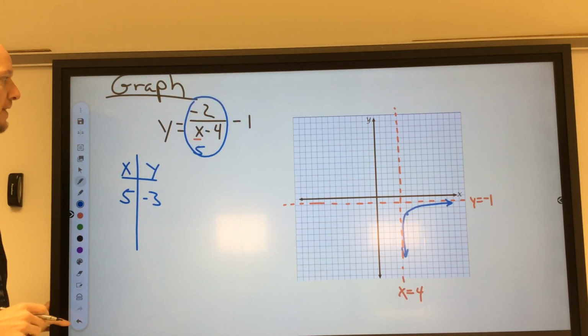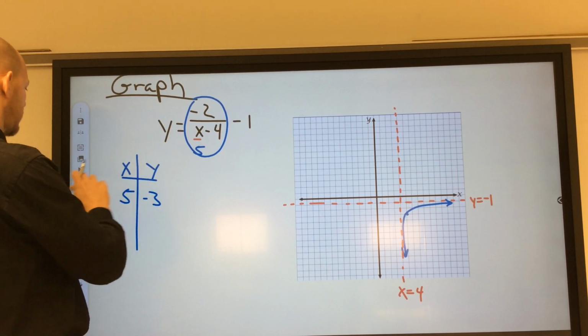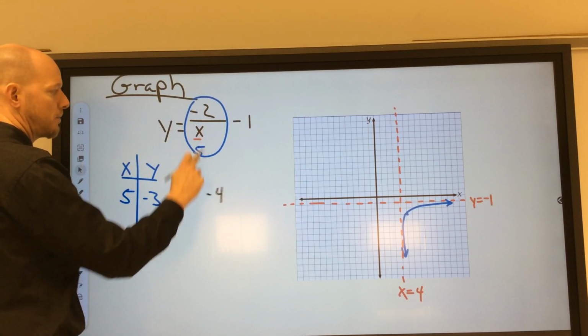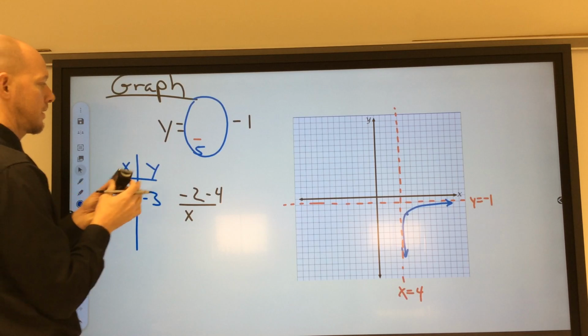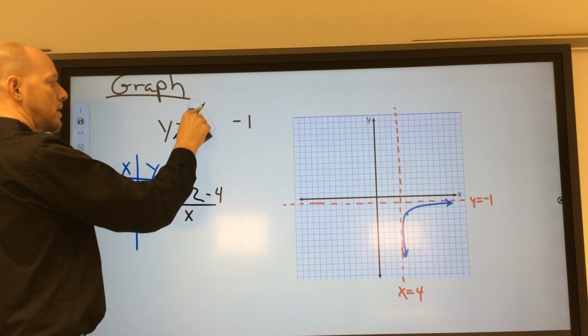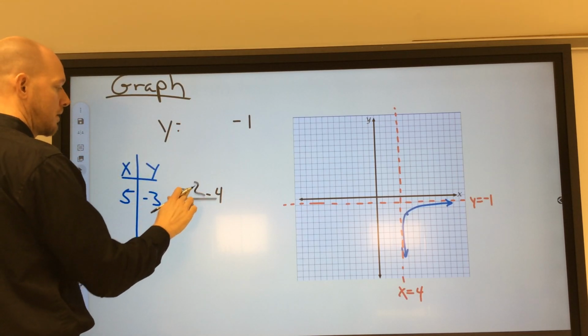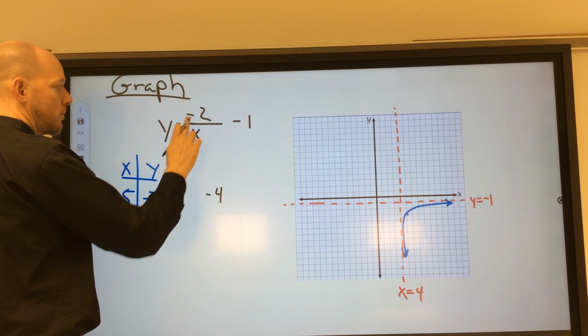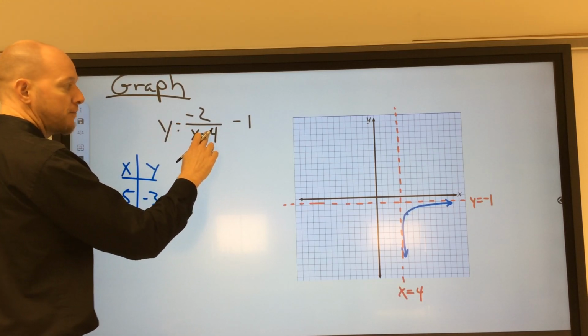Now, let's look at the other side. So let's just try to clean this up just a little bit. We'll pull these guys out. Whoops. That's gravity for you.